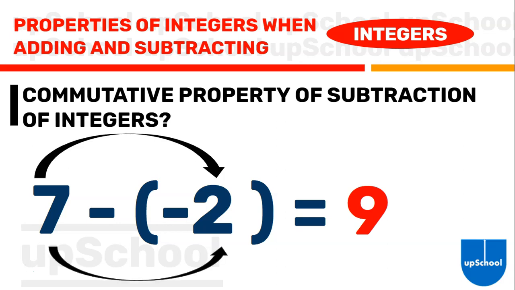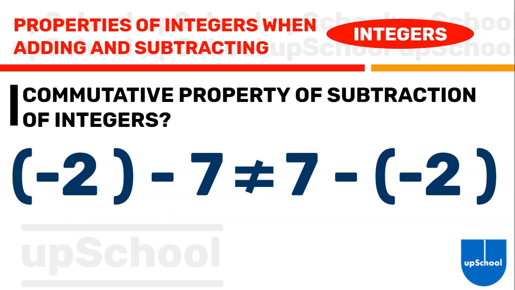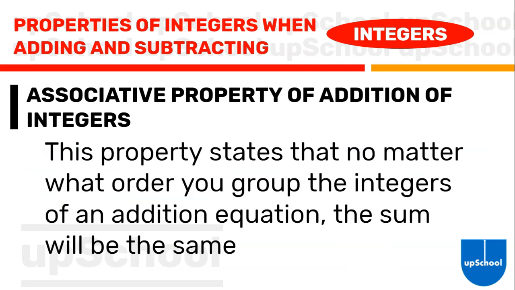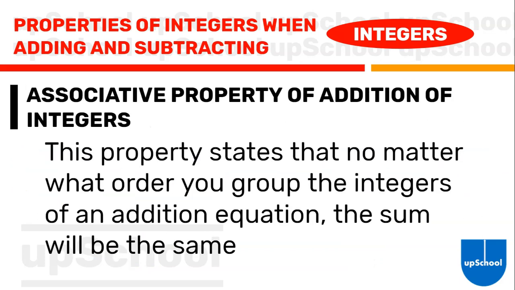So let's swap the numbers of this equation to make it -2 minus 7. By doing -2 minus 7, we get -9. So even though we swapped the numbers of the subtraction equation, the answer is not the same. In the first equation we got 9, and then we got -9. The differences aren't the same, so that's why we can say that subtraction of integers is not commutative. In conclusion, the commutative property of subtraction does not exist.